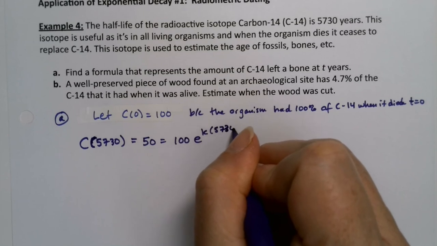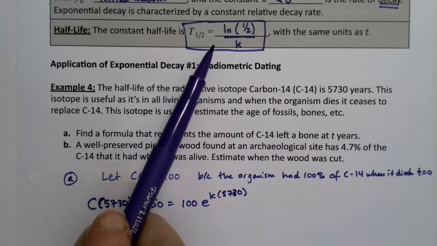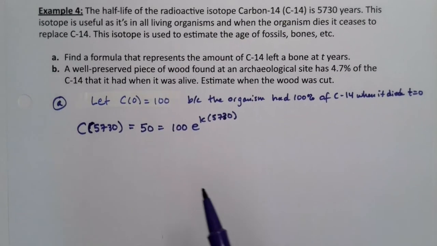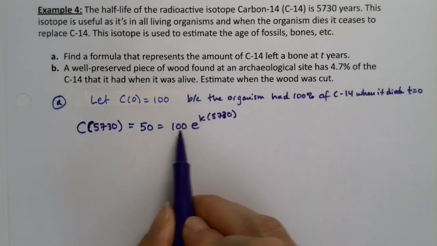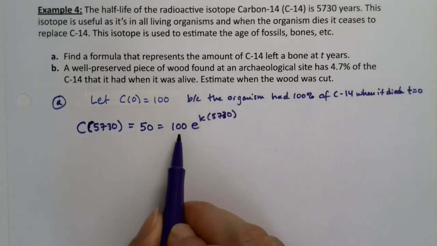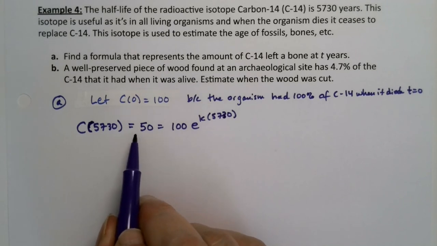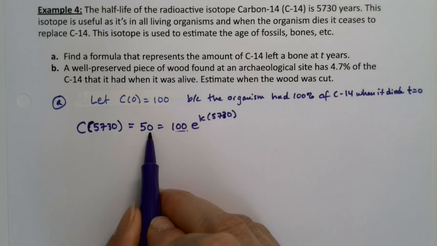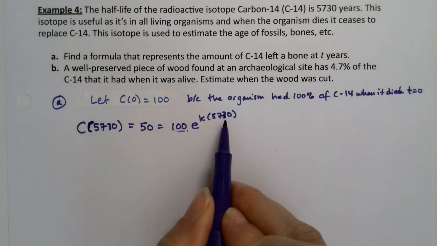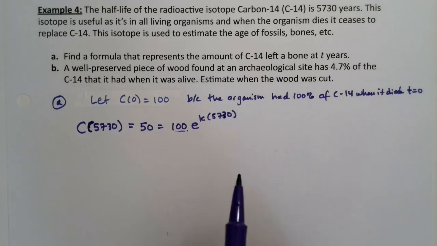Now I know I could use the formula up above to solve for k, but I just want to prove to you that this will work. So I'm going to do it a different way just to show this, but you could absolutely use the formula. All right, so I have 50 now. I have half of what I started. I started off with 100%, and now I'm at 50%. And it took this bone 5,730 years to get there.